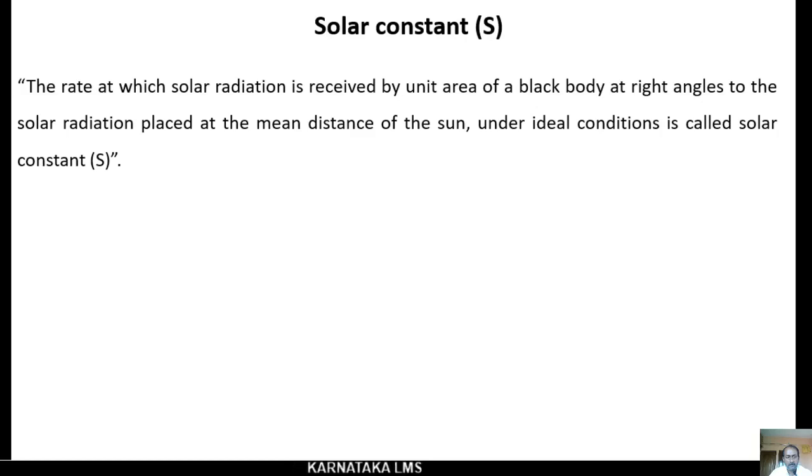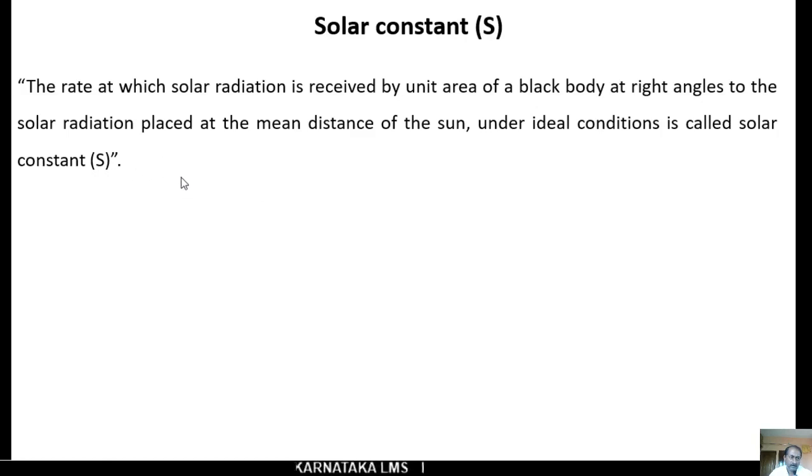Here the solar constant is defined as the rate at which solar radiation is received by unit area of a black body at right angles to the solar radiation, placed at the mean distance of the sun under ideal conditions. It is abbreviated as the symbol S.